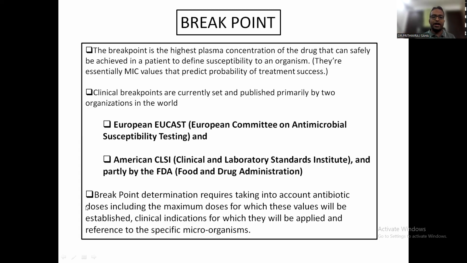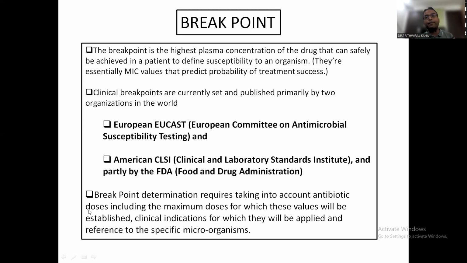So the last point is very important. The breakpoint determination takes into account the antibiotic dose, including the maximum dose for which these values are established. So remember that the breakpoints are established for a certain value. If you come today and say, sir, I will give 20 gram TDS meropenem and will kill all bacteria, you can kill all bacteria along with your patient.